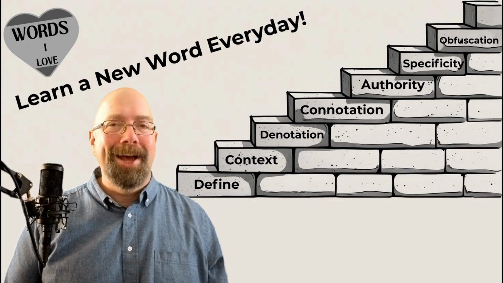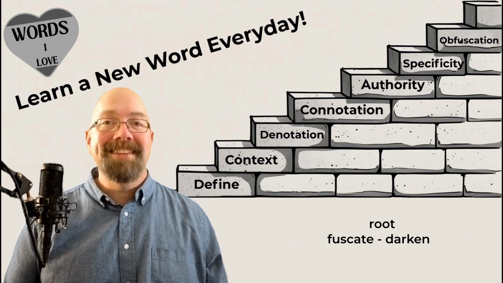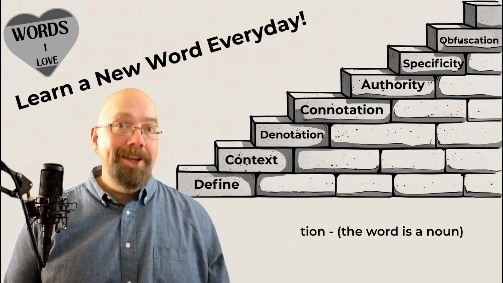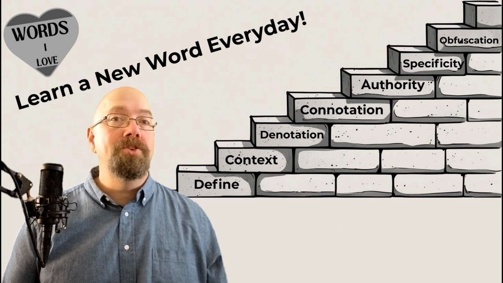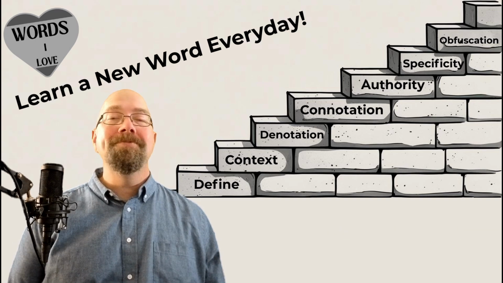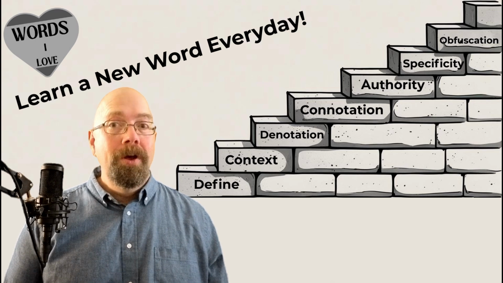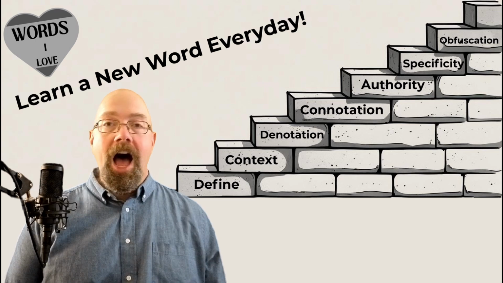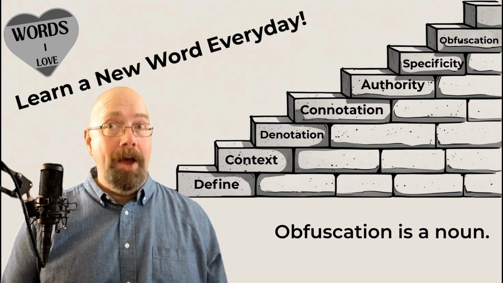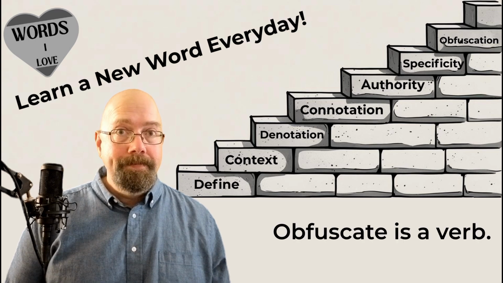Obfuscation. Break it down. Ob means over or completely. Fuscate means to make darker. Ation is a suffix that makes a word into a noun. Obfuscation is using words that I know the other person will find hard to understand. Obfuscation is a noun, and if I want, I can use the word obfuscate.